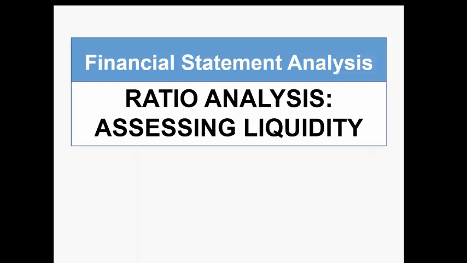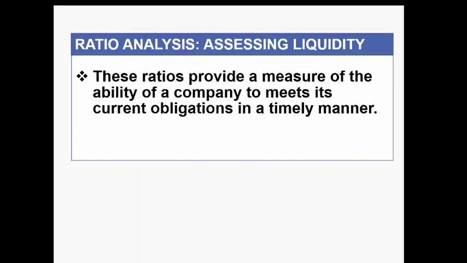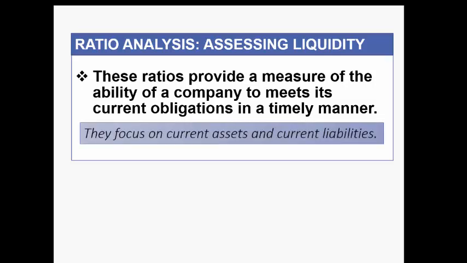Let's take a look at the ratios that managers can use to assess the liquidity of the company. Now, these ratios are really just looking at if the company is going to be able to meet its current obligations in a timely manner. That is, can they pay their current liabilities as they become due? These ratios are generally going to focus on the current assets and current liabilities of the company.